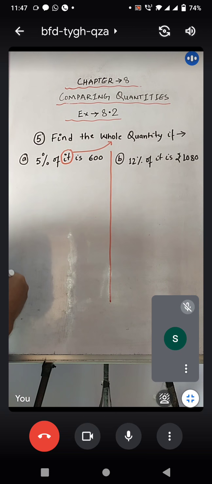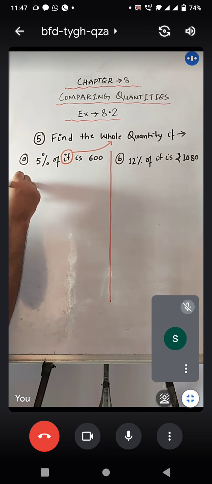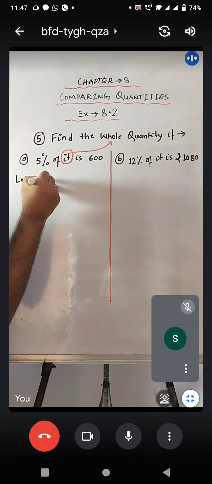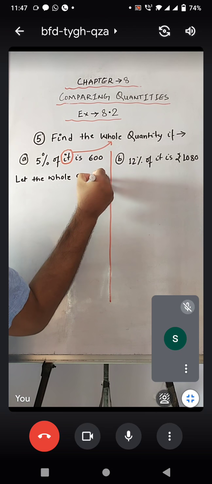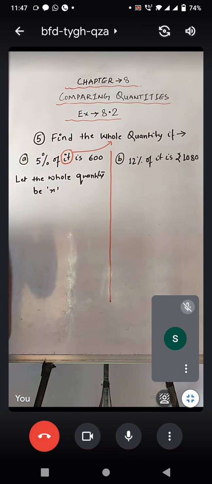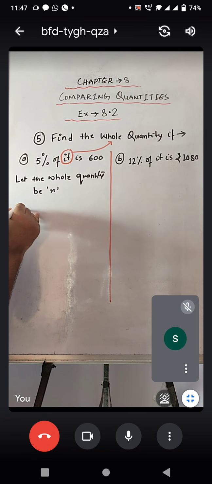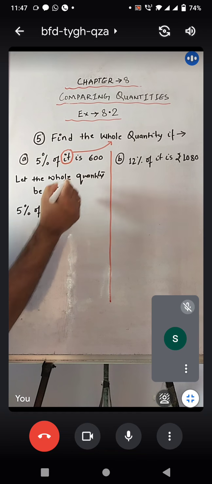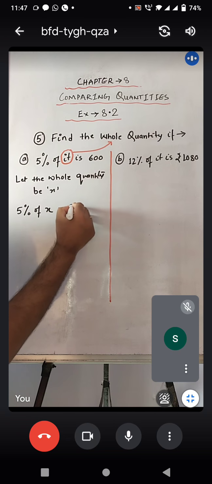So as we are not aware of the whole quantity, the first thing that you have to do on the next line is, let the whole quantity be x. Okay, now in place of whole quantity we will write 5% of x, and in place of is we will put the equals to sign.